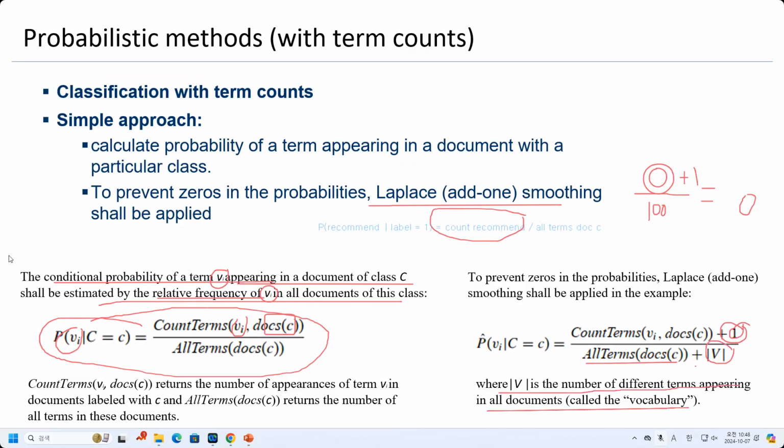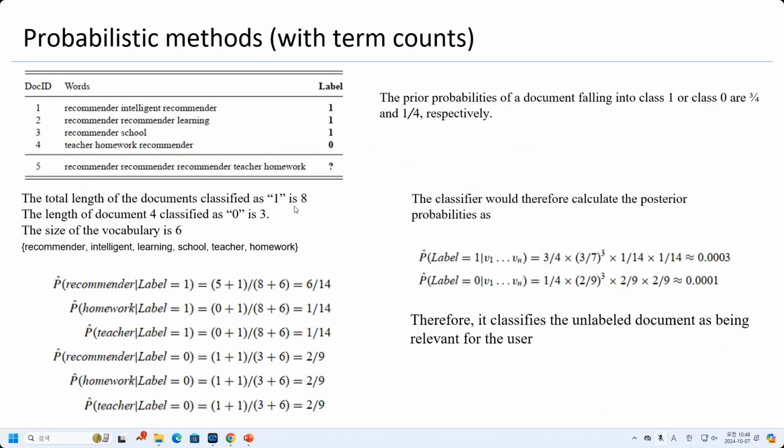Maybe let's look at an example. Okay, so we have these documents. In document 1, we have the words recommender, intelligent, and recommender. This is label 1. Document 2 has recommender, recommender, and learning, and this is label 1. Document 3 has recommender and school. This is 1. And document 4 has teacher, homework, and recommender. This is label 0.